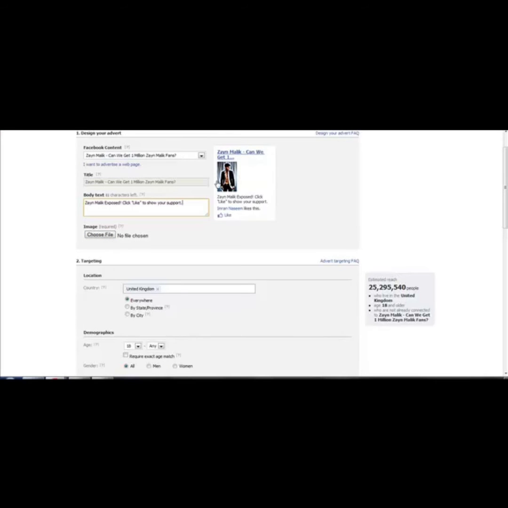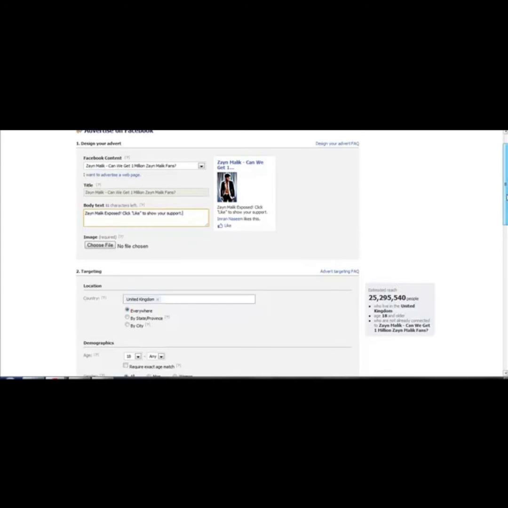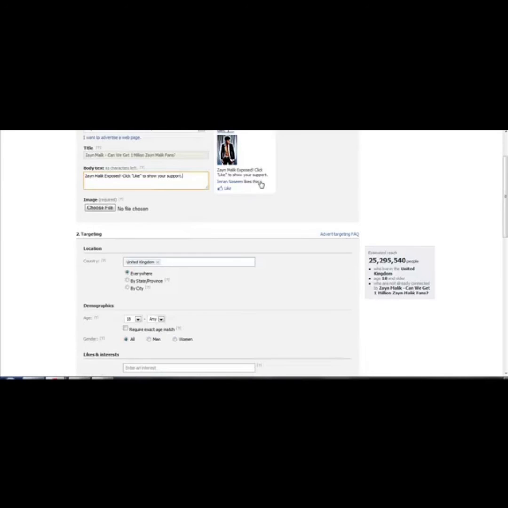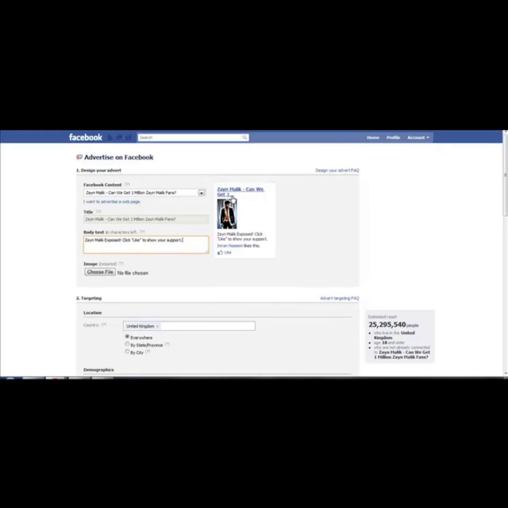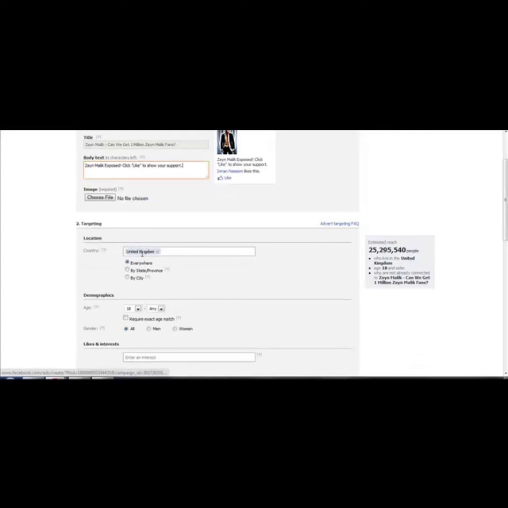Then you can just choose an image. I've used different images for this celeb, and different images get different responses, depending on the level of clicks. Next, for this particular fan page, I went for the UK. Obviously, if you want to target other countries, you can feel free to do so. I targeted people in the UK because this guy is popular in the UK only at the moment.